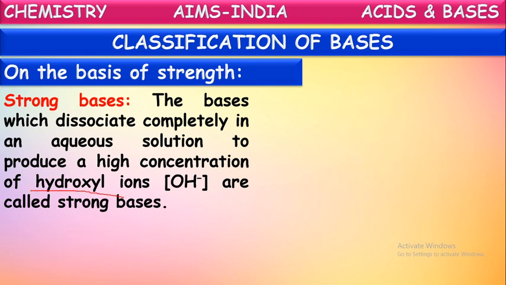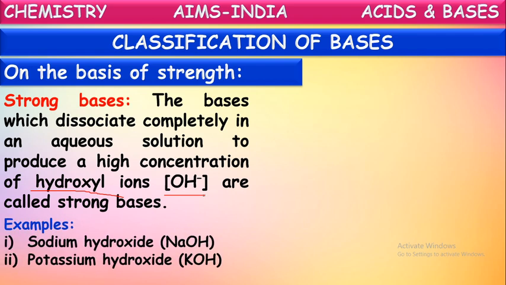We know bases contain OH ions in them. Just as acids have H plus ions in them, bases have OH minus ions in them. For example, sodium hydroxide, NaOH. When this base is dissolved in water, the molecules of this base separate into positive metal ions and OH minus ions. These OH minus ions are called hydroxyl ions. So the bases which completely ionize to produce more OH ions are called strong bases. For example, sodium hydroxide, as I said, and potassium hydroxide produce more OH minus ions.